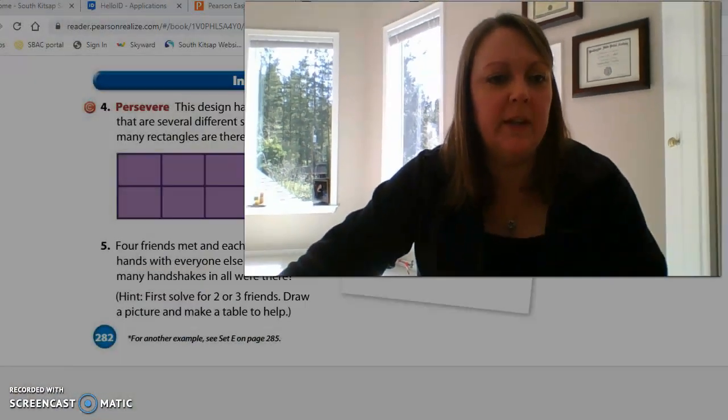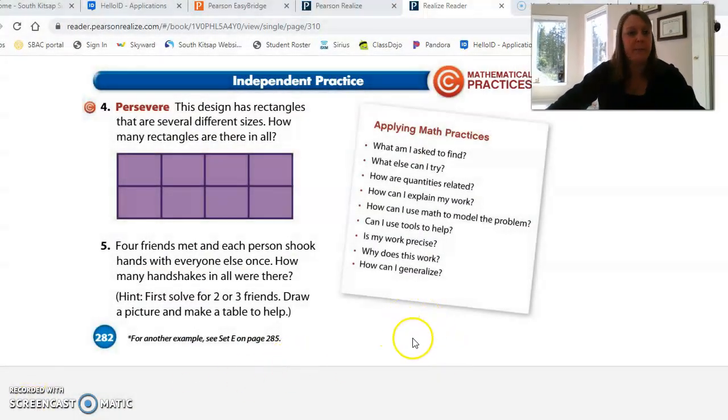All right, number 5. Let's do number 5 together. This can be hard. Okay. 4 friends met and each person shook hands with everyone else once. How many handshakes in all were there? Okay, first solve for 2 or 3 friends, draw a picture, and make a table.